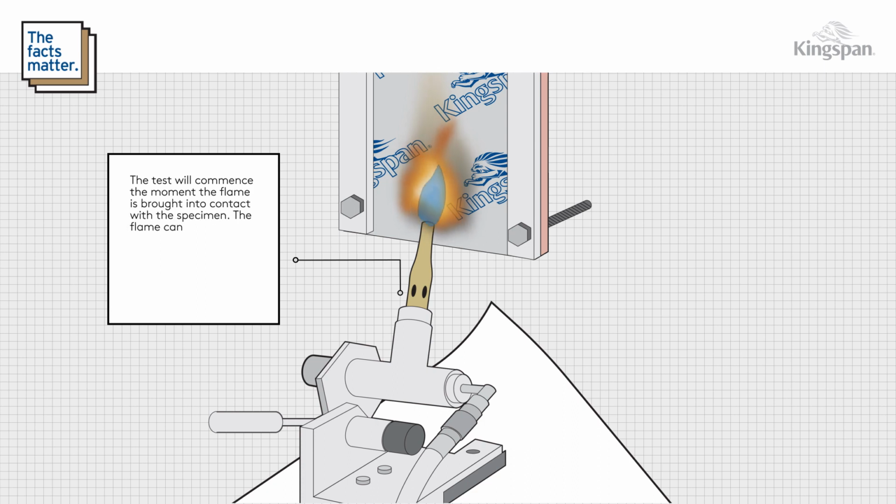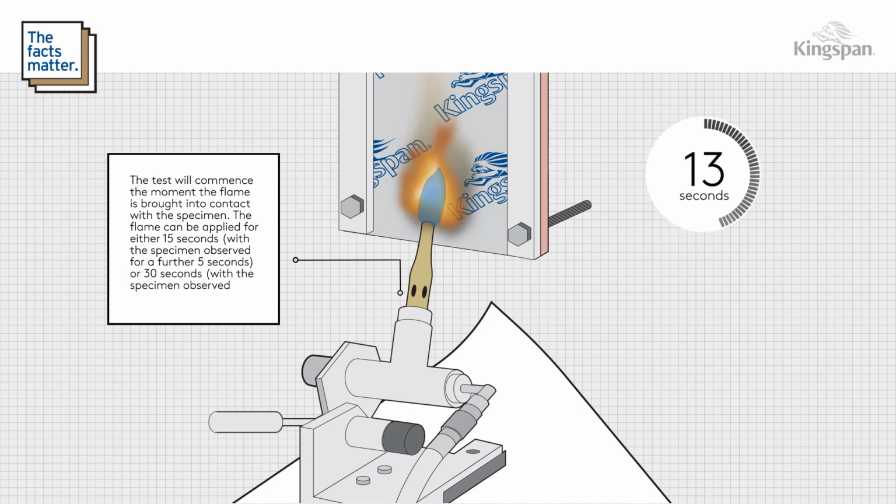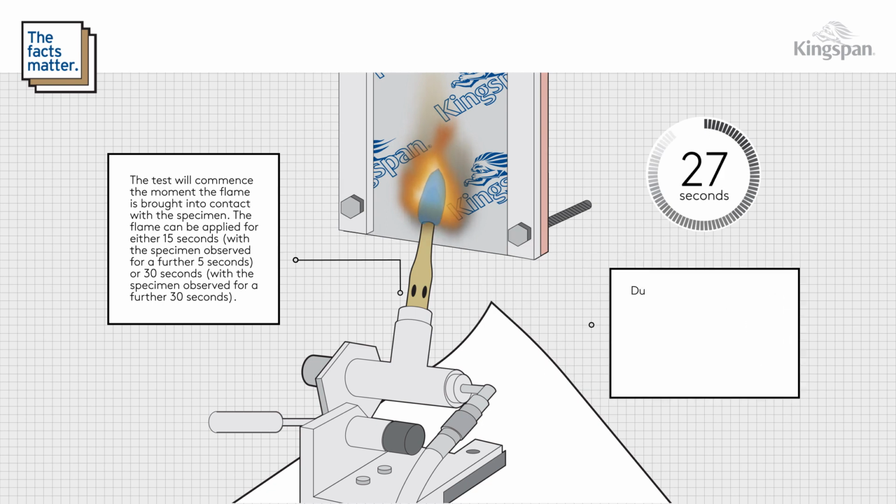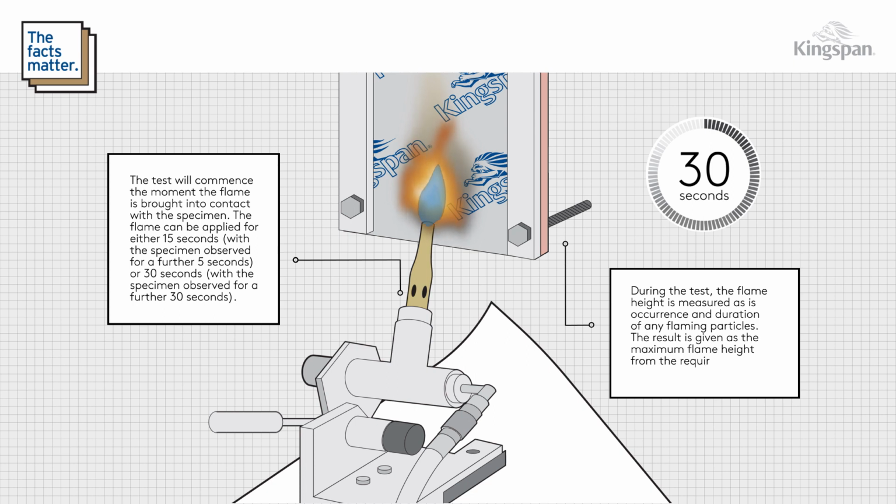The flame can be applied for either 15 seconds, with the specimen observed for a further 5 seconds, or 30 seconds, with the specimen observed for a further 30 seconds. During the test, the flame height is measured as is occurrence and duration of any flaming particles. The result is given as the maximum flame height from the required amount of specimens within that test.